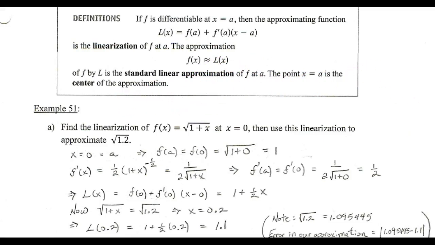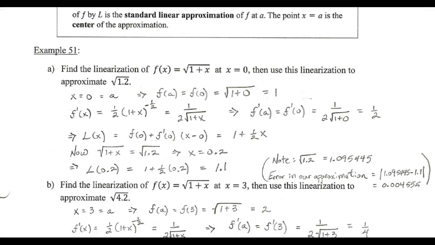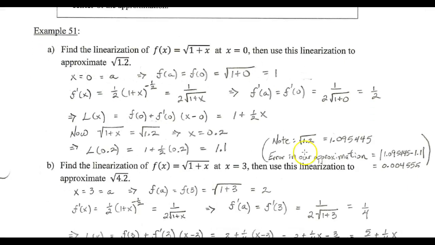Okay, so what do I want to do here? Example 51. In part A, I'm asked to find the linearization of f of x equals the square root of 1 plus x at x equals 0. And then I want to use this linearization to approximate the square root of 1.2. So I want to do this at x equals a, so that means my a is 0. So I need f of a, I need f prime of a. That's what I need to plug into my formula for L of x, the linearization.